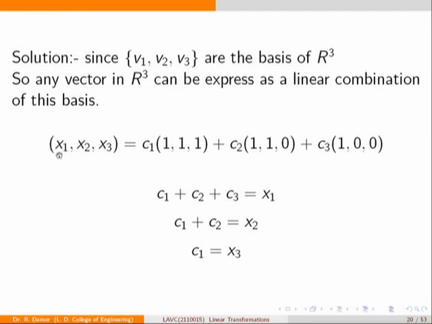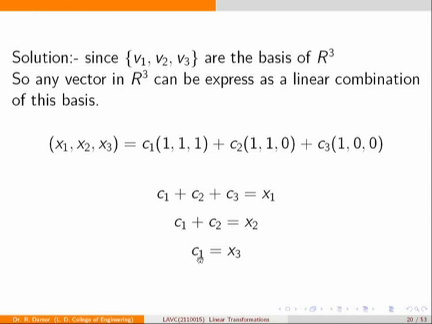So you can compare the coordinates, first coordinate with the first, second with the second, third with third. So from this I have three equations: c1 plus c2 plus c3 equal to x1, and c1 plus c2 equal to x2, and c1 equal to x3. Clear? So you got the one value. c1 can be written as x3. You can put this value into this equation. This is the back substitution which you have to learn in your first chapter, linear system.